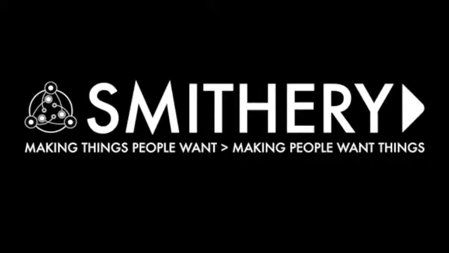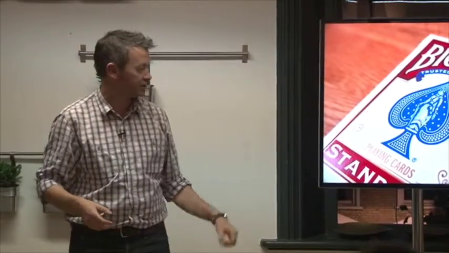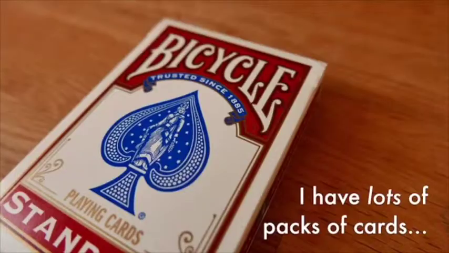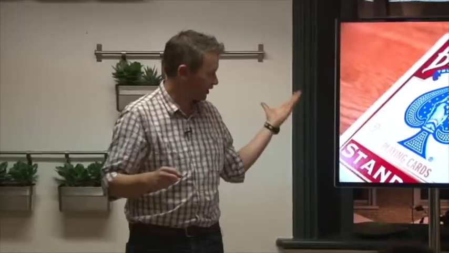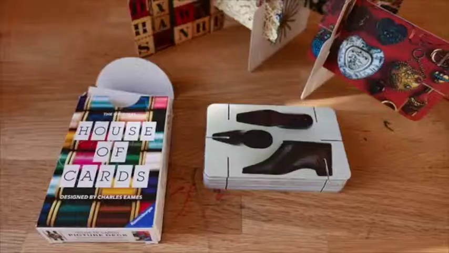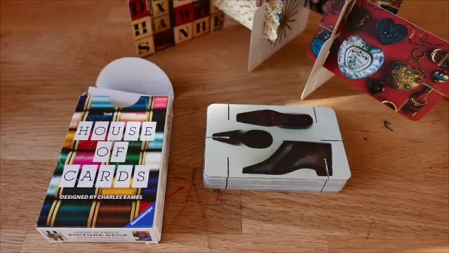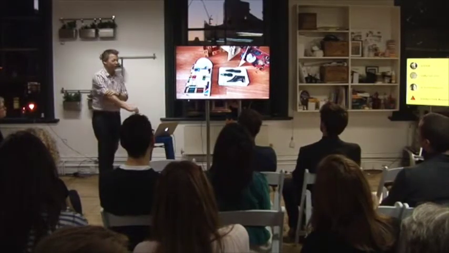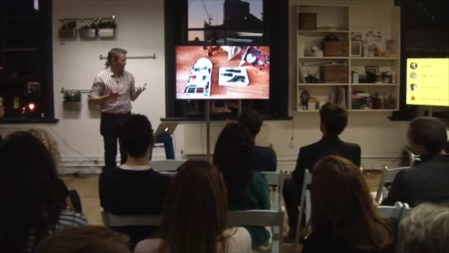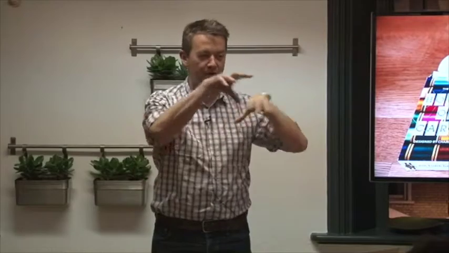As James said, some smithery stuff. We help people make things we want rather than make people want things. And essentially, at home, much to the chagrin of my wife, I have lots and lots of packs of cards. And yes, normal playing cards, but also cards like this. This is a reprint of the Eames House of Cards, which they did in 1952, I believe. So a very creative deck of cards with slots on them, so you can build conceptual objects and just explore different patterns and ideas and so on, and make whatever you like.